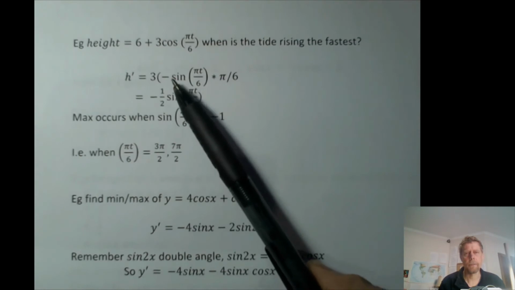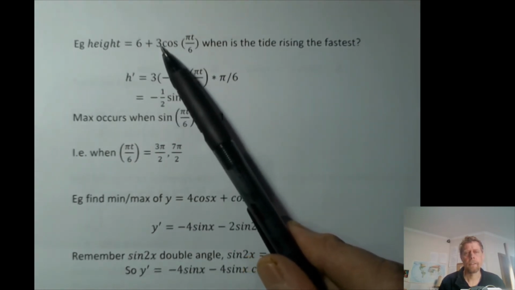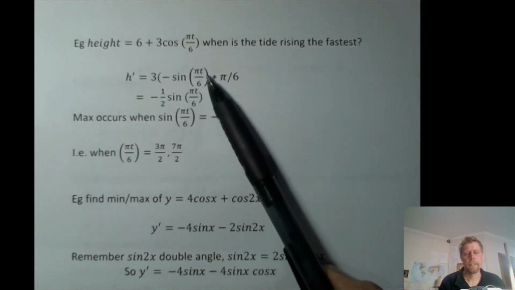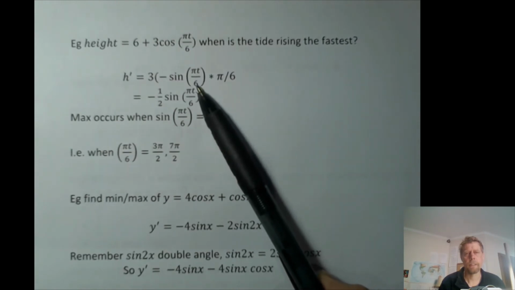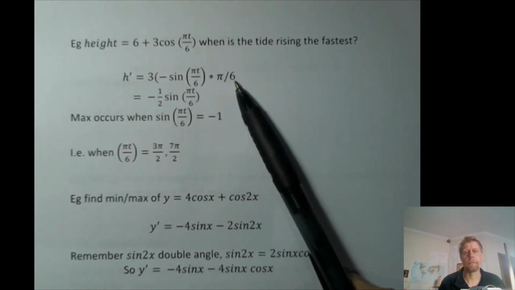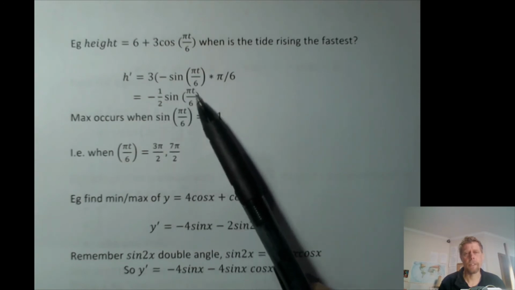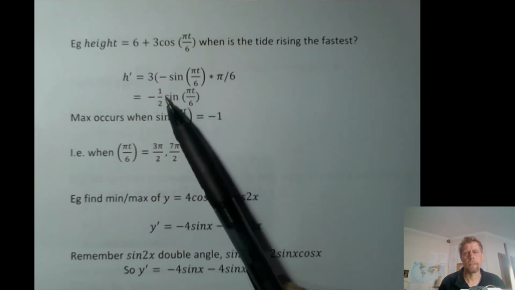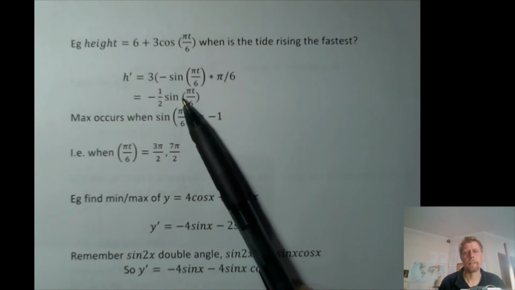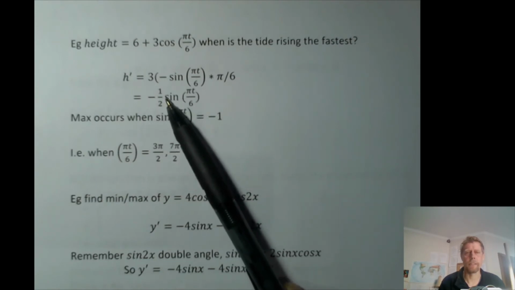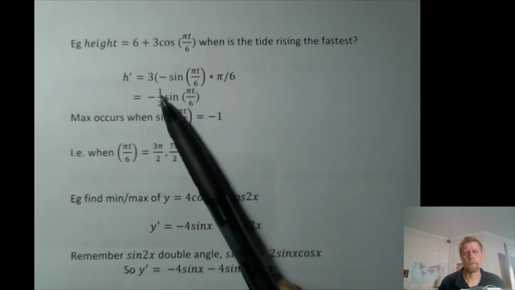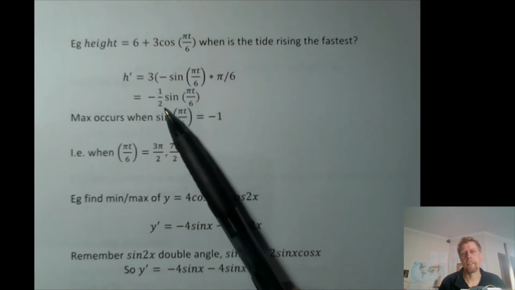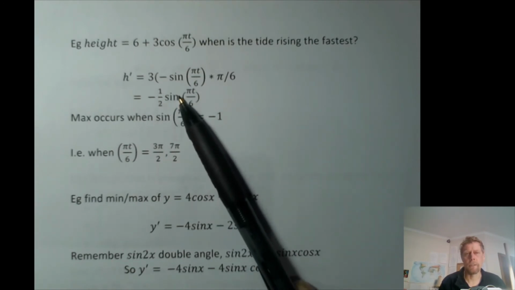So h dash equals, well, the 3 remains, the 6 disappears, the 3 in front remains as it is, and you're differentiating cos, so cos goes to minus sine, and the u remains as pi t over 6, and then we differentiate the u, which becomes pi over 6. So that reduces to minus a half sine pi t over 6. So the maximum occurs when sine pi t over 6 is minus 1, because it's got the minus in front, so minus times a minus is a plus. The maximum absolute value is going to be a half, because you know sine is bounded by 1 and minus 1. So the rate can never be above a half or below minus a half.